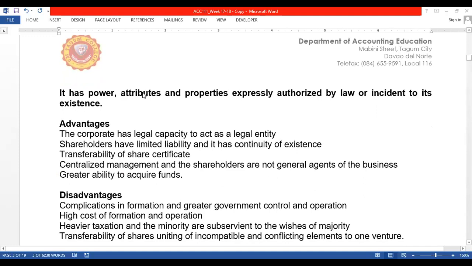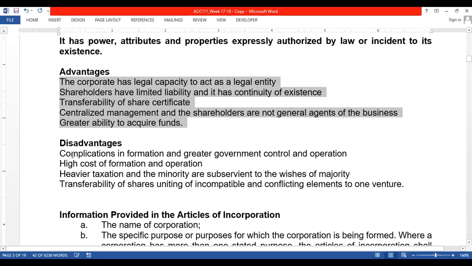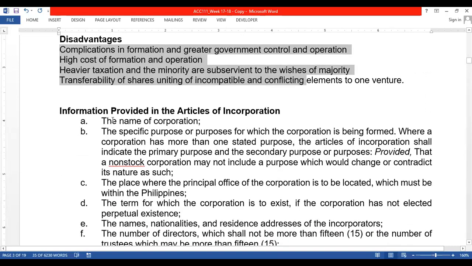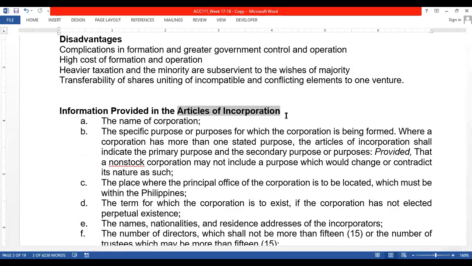See, it still has the powers, attributes, and properties expressly authorized by law. So these are the different advantages of a corporation. We have discussed this one, but in partnership. And these are the specific information provided in the articles of incorporation. So in partnership, right, it is the articles of co-partnership. Here, this is the articles of incorporation. So the corporation sets.